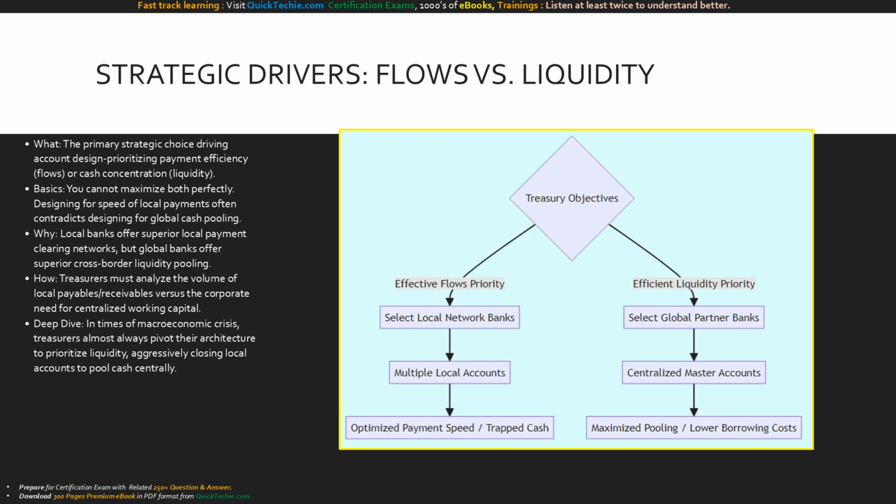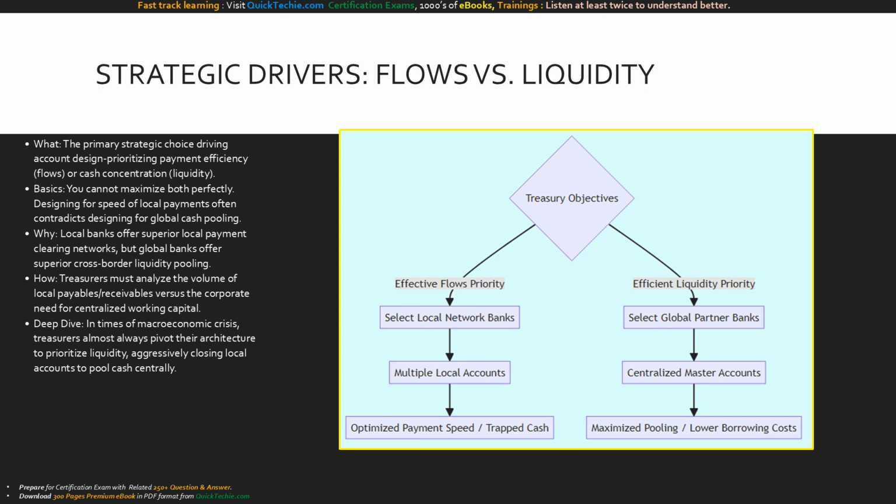Now, let's explore the primary drivers behind your architecture. When designing your global accounts, you face a strategic crossroads. Do you prioritize effective flows management or efficient liquidity management? The basics dictate that you rarely achieve perfect scores in both. If you prioritize flows, you might choose a deep domestic bank that clears local supplier payments instantly. However, if you prioritize liquidity, you want fewer, centralized global banks to pool cash seamlessly across borders.